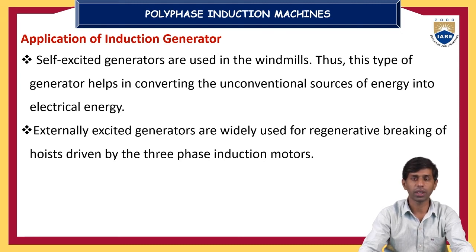That is not the conventional case. In the unconventional or renewable energy sources, where you are converting your wind energy into electricity, we can use an induction generator. That is under the case of the self-excited category. And the externally excited generators are widely used for regenerative braking of loads driven by three-phase induction motors. So externally excited means a separately excited induction generator, which is widely used in regenerative braking systems.